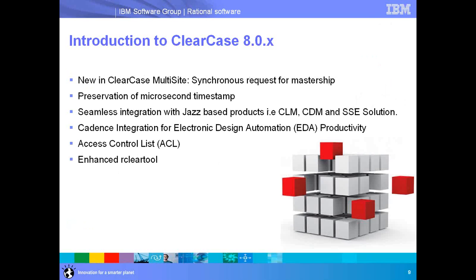So coming to the next slide. In continuation, we also have something called synchronous request for mastership in 8.0. Just to brief about this, in the existing version, whenever you are working in a multisite environment and you have to check out a file, you obviously need to have the local mastership. When you don't have the mastership, you would do reqmaster to get it from the remote site. Until the sync happens and you receive the local mastership, you are not allowed to go ahead with the checkout. So that is a constraint that we have identified.